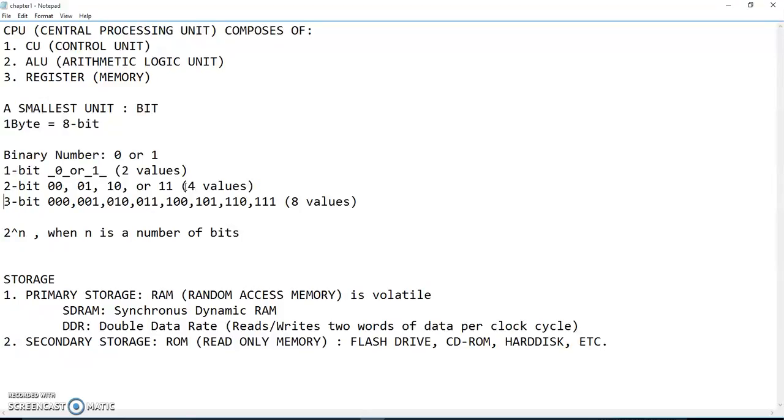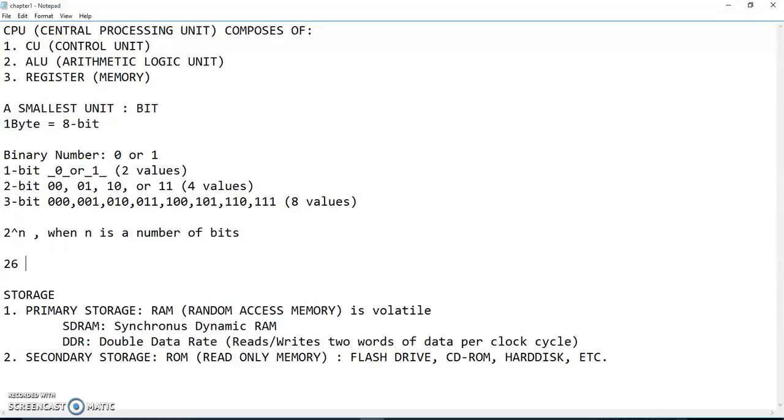Now my question, which you may see in the test too: if I need to represent the English alphabet, how many bits do I need? All right, so we said, how many letters are there in the English alphabet? There are 26, right? So we need how many bits to represent 26 values?